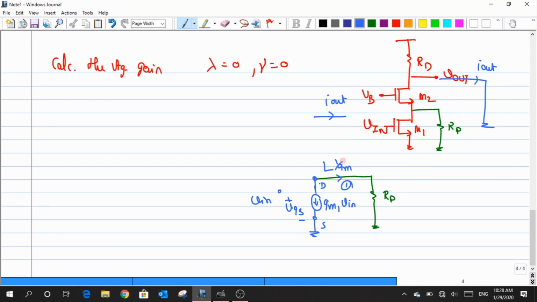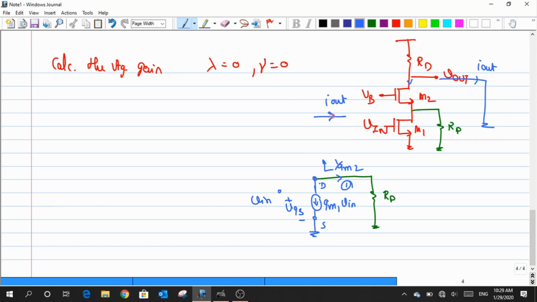Because lambda and gamma we took as zeros, I'll consider only this 1 by Gm2. And whatever current flows is obviously coming from the drain terminal of my M2 as well. So whatever comes through this resistance is related to my I out as well. Now how would we compute this I out? In the previous case we were using the voltage division rule. Now I have to go for the current division rule in order to compute what current flows through this 1 by Gm2 resistance.